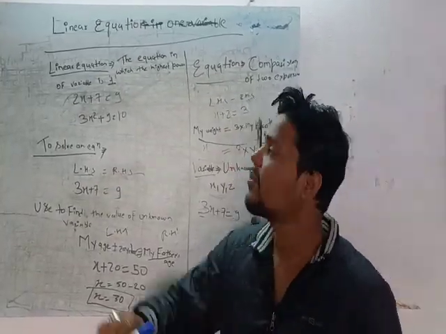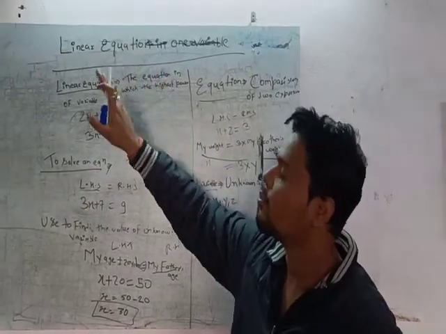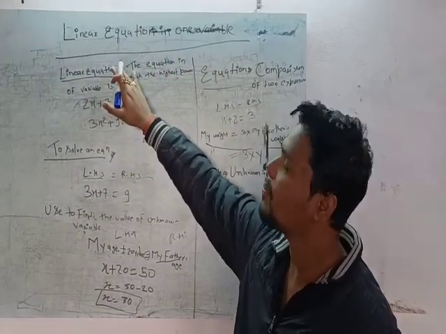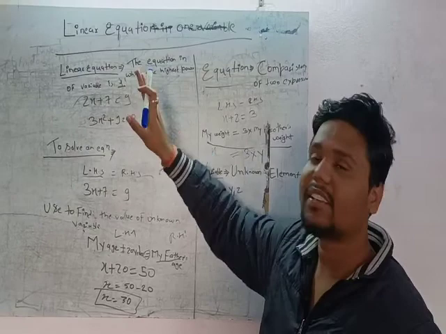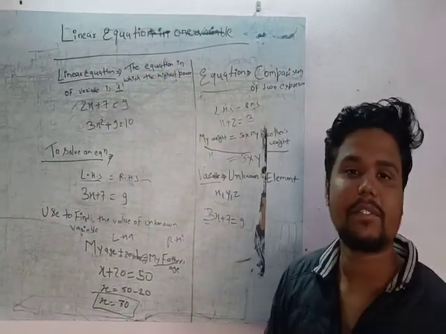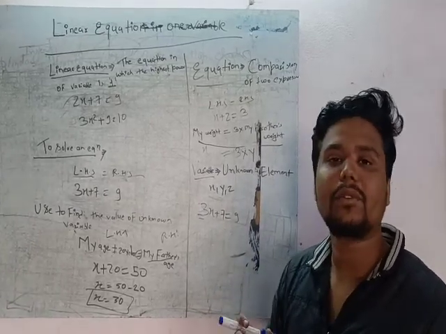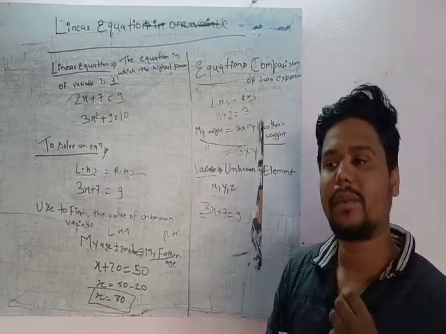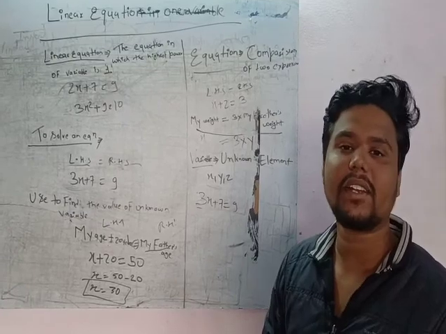Today I am going to teach you linear equation in one variable. To understand this topic, we must know the meaning of each and every word. So let's start with an equation. What is an equation? Equation in simple terms means a comparison between two expressions. So if we compare any two expressions, it becomes an equation.